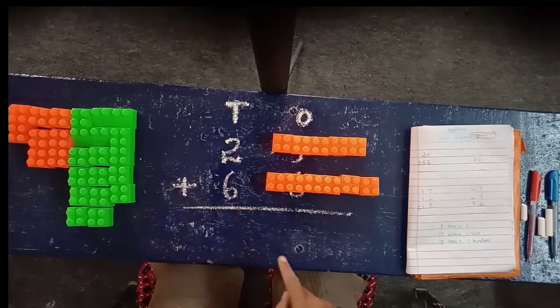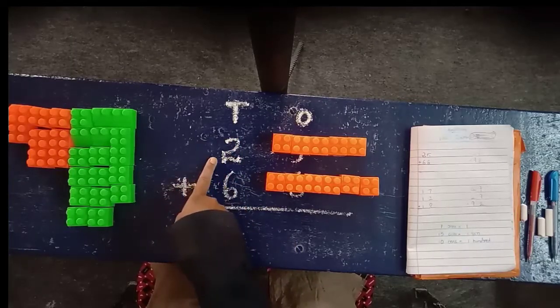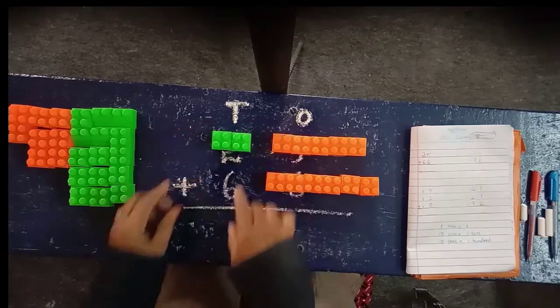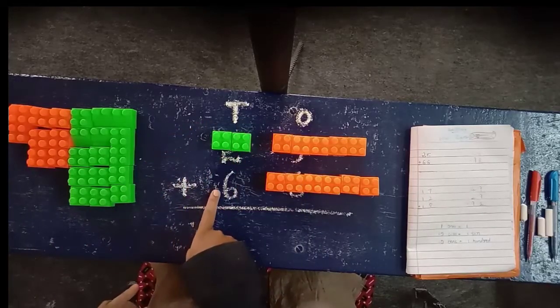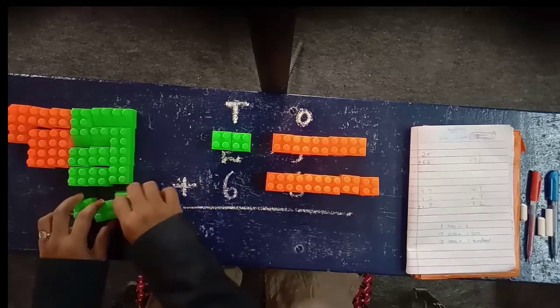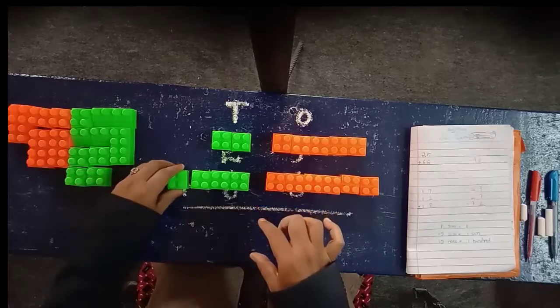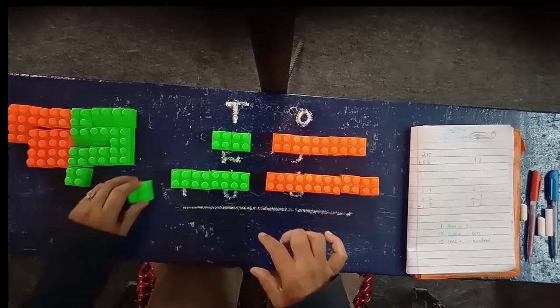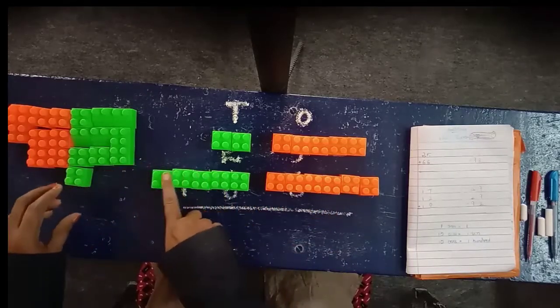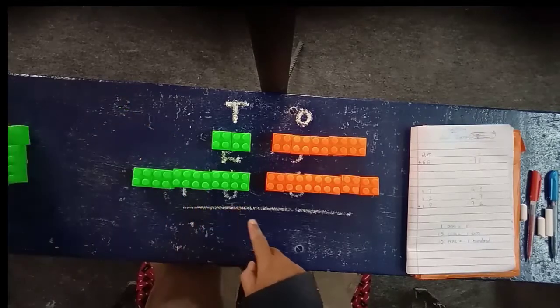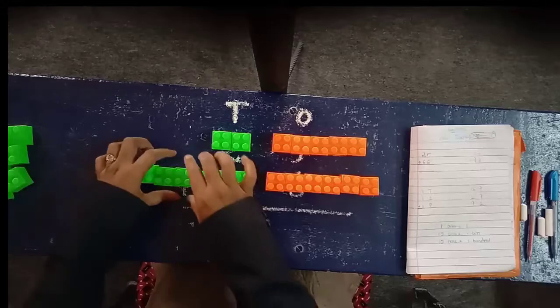Now coming to the tens digits. The first number's tens digit is 2, children, so I am arranging 2 blocks here. And the second number's tens digit is 6, so I am arranging 6 blocks here. You can differentiate with the different colors, children. 1, 2, 3, 4, 5 and 6. I used 6 blocks.